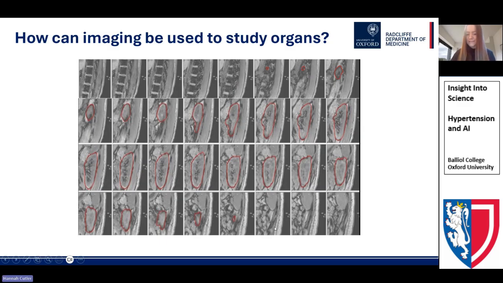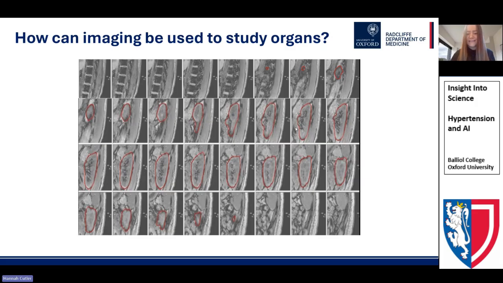So this one might be a bit easier. Does anyone know what organ this is? Okay, not the brain. We have got the spinal cord in the images, but the one in red that we're looking at. So what is the image showing? It's not lungs. Yeah, well done, Ethan and Bobby.